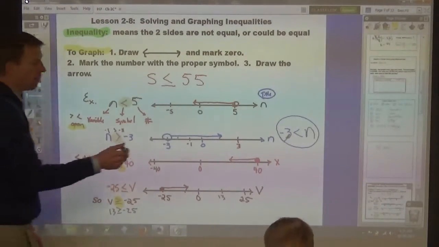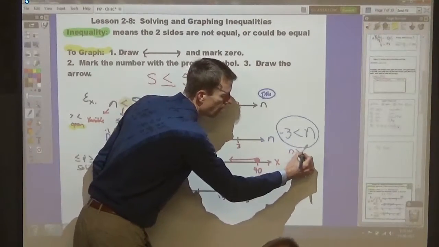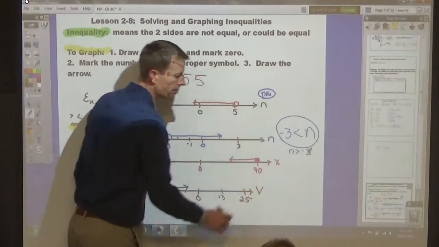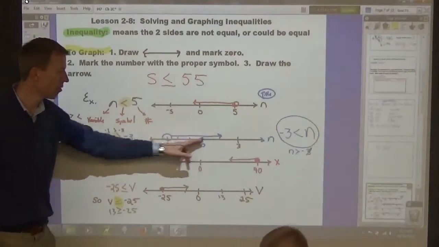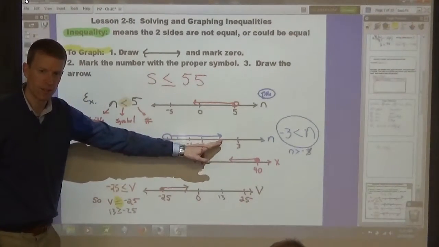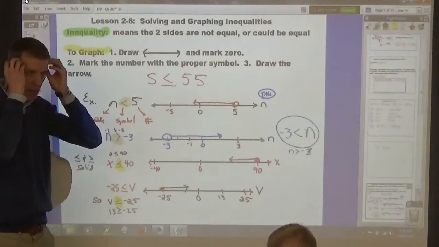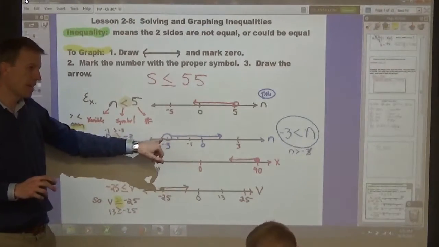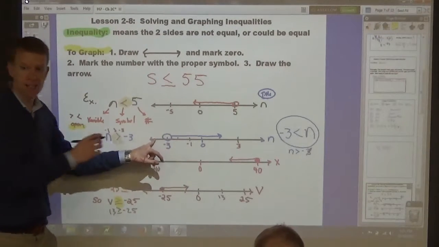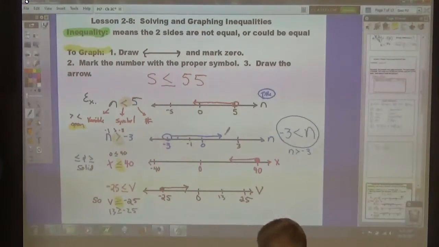Okay, so you could either turn this around and write it this way, n is greater than negative 3, and then graph it so that you point the arrow the same way. Or you just have to rethink your whole process and say, well, if negative 3 is less than n, that means that n is greater than negative 3. And then graph it to the right.